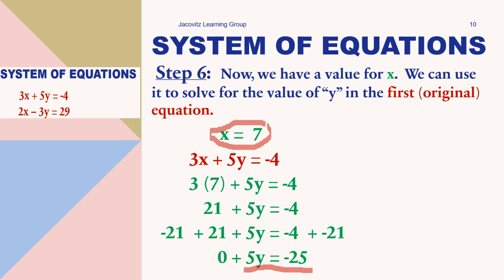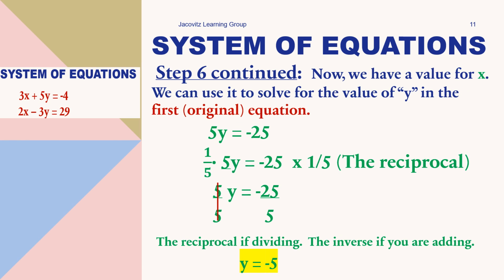Now you should see this here: 5y equals negative 25. Immediately your mind ought to pop. What times 5 will give me negative 25? And here it's done for you. y equals negative 5.